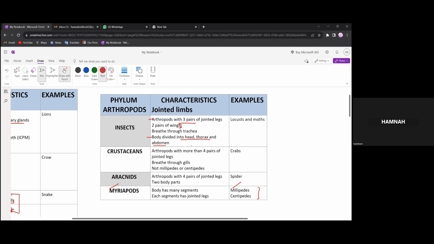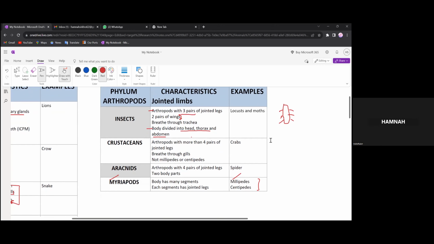Whenever you see an insect, like if I draw an insect, like this, jointed legs, three pairs. You know what pairs mean? Pair means two. So you have three legs on one side and three legs on the other side as well, right? So an insect would have at least three pairs of jointed legs.